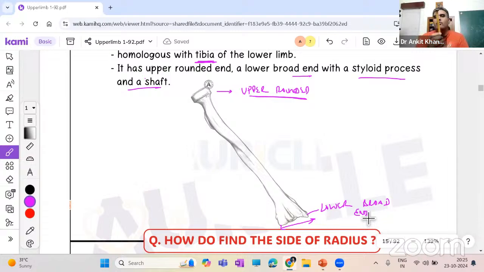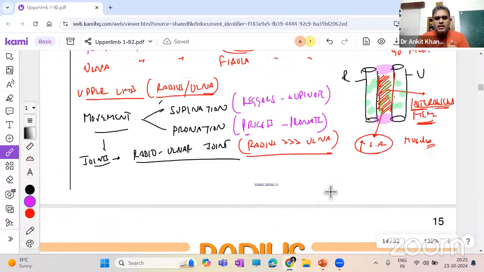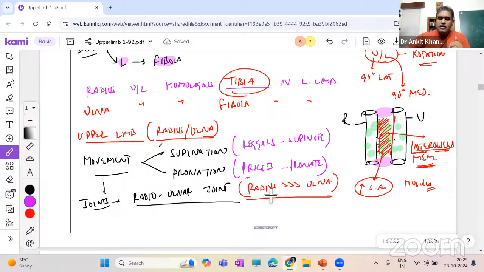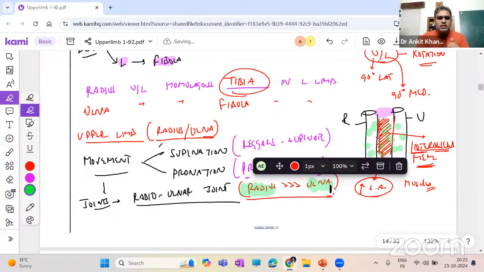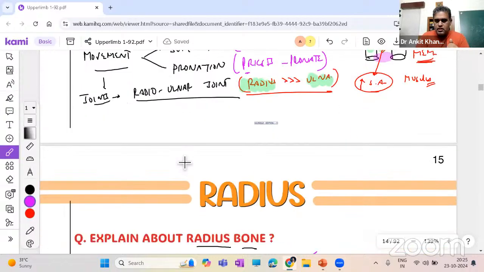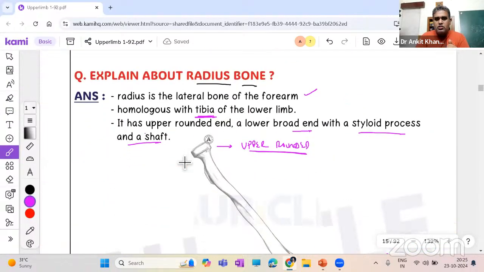Now, this rounded head over here, let me tell you its clinical importance also in the beginning only. As we discussed earlier on, there are two movements, supination and pronation, and which is contributing more, radius or ulna? Radius. Radius is contributing more than the ulna. So it means that during supination or pronation movement, the contribution of radius is more.